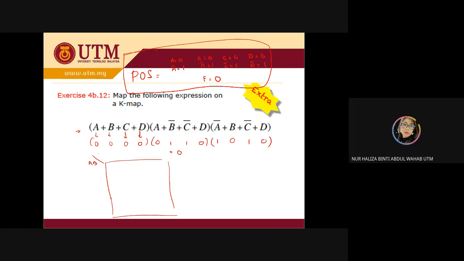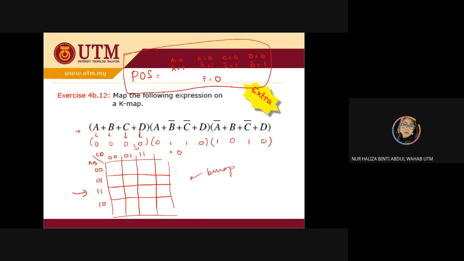A, B, C, D. 0, 0, 0, 1, and 1, 0. 1 is 1, 1, 1, 0. So, another one. 0, 0, 0, 1. It is 1, 1. So this is my KMAP.